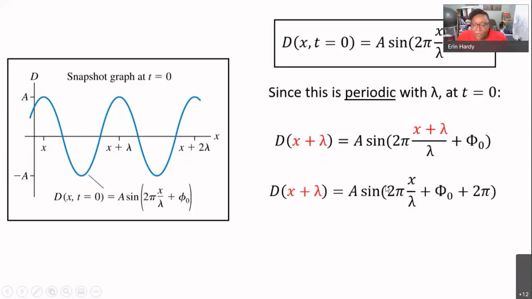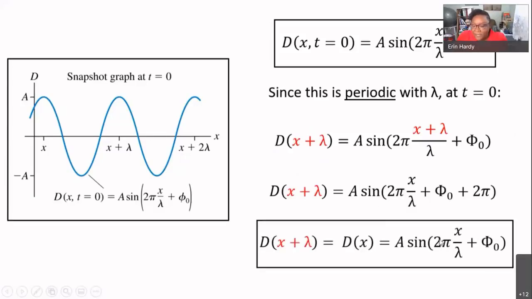Let's expand that outward. We've got sine of 2 pi times x over lambda plus my original phase constant phi naught plus 2 pi. So I can group these back together: I can take these two pis and put them together. I end up with exactly the same expression as we had before. So that's not a shock. We knew that this was something periodic, but now we've found how we can express this d as a function of x.